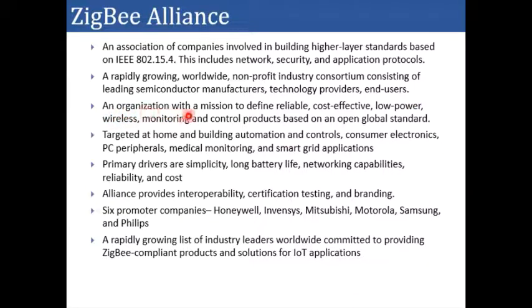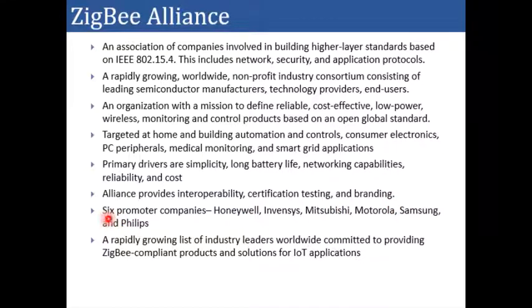The Zigbee Alliance is an organization with a mission to define reliable, cost-effective, low-power wireless monitoring and control products based on an open global standard. It is targeted at home and building automation and controls, consumer electronics, PC peripherals, medical monitoring, and smart grid applications. Primary drivers for the Zigbee Alliance are simplicity, long battery life, networking capabilities, reliability, and cost. This alliance provides interoperability, certification testing, and branding.